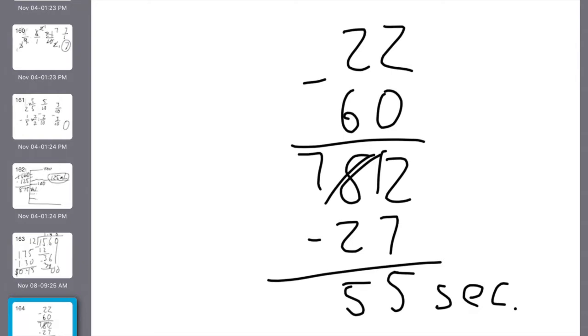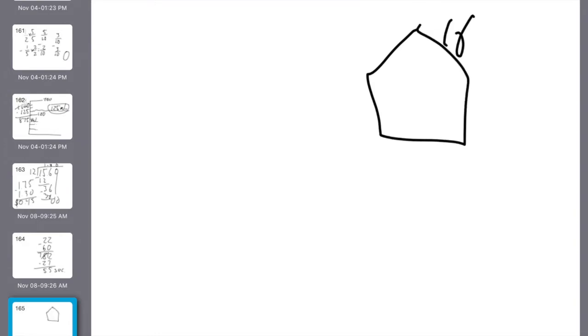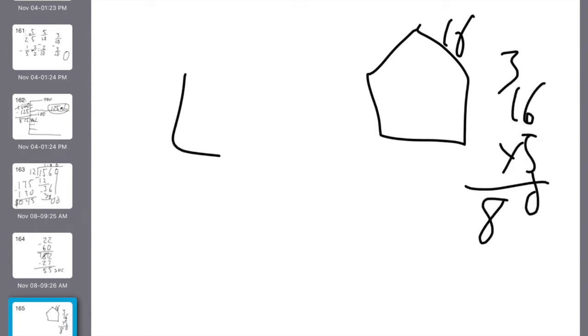Number 5, the perimeter of the square equals the perimeter of the regular pentagon. Each side of the pentagon is 16 centimeters. How long is each side of the square? So I have a pentagon that's 5 sides, and each one they said is 16 centimeters.